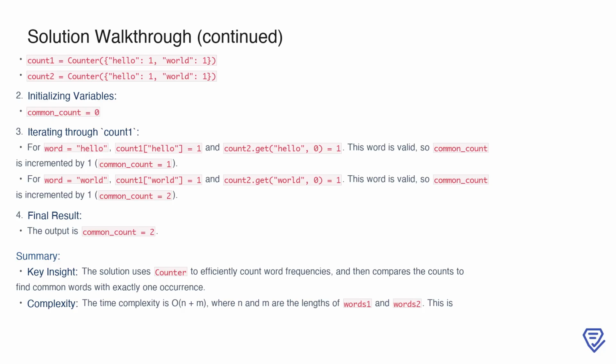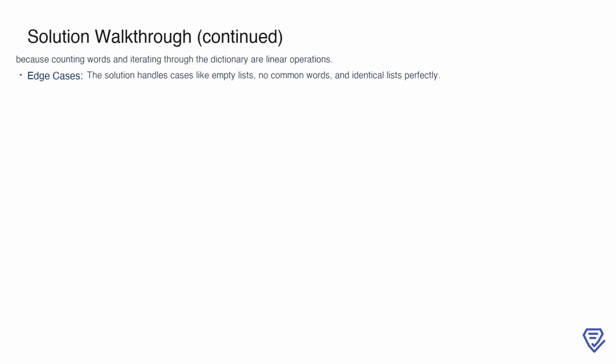This means both words, hello and world, appear exactly once in both lists, and the output for this example is common_count equals 2. This demonstrates how the solution works efficiently for identical lists. The key insight in this solution is the use of Counter to efficiently calculate word frequencies, which allows us to quickly compare the counts of words in both lists. By focusing only on words that appear exactly once in both lists, we achieve the desired result with minimal computation.